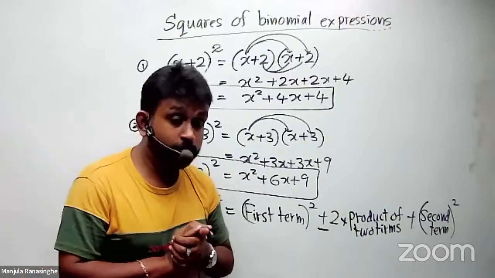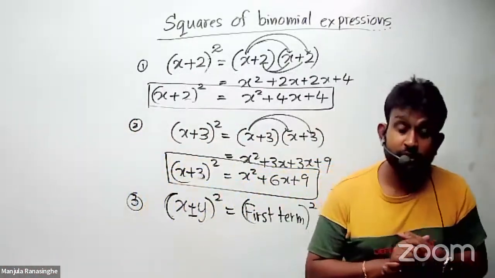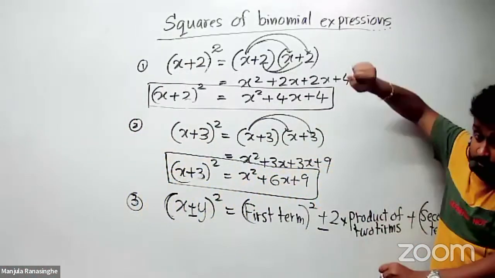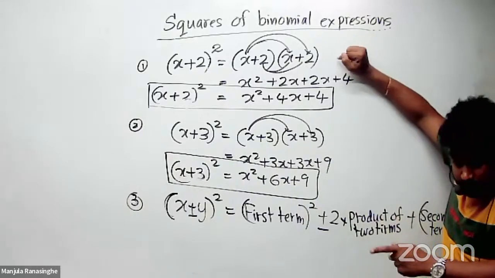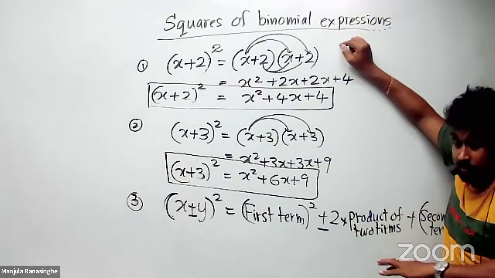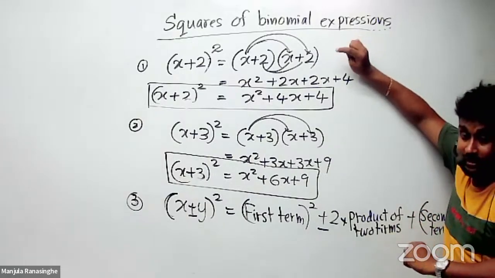So remember, how do I get binomial expansion? If we have two terms, the first term is squared, plus or minus, then if it is plus, plus 2 into the product of the terms, plus the second term is squared.